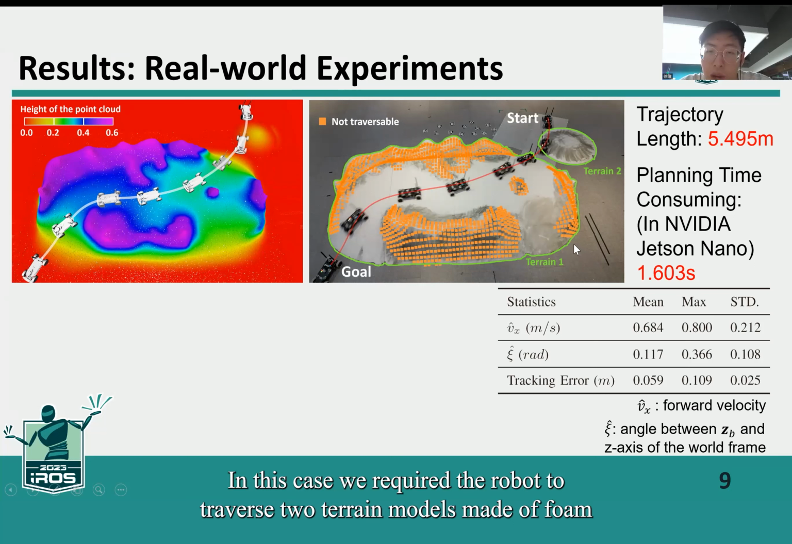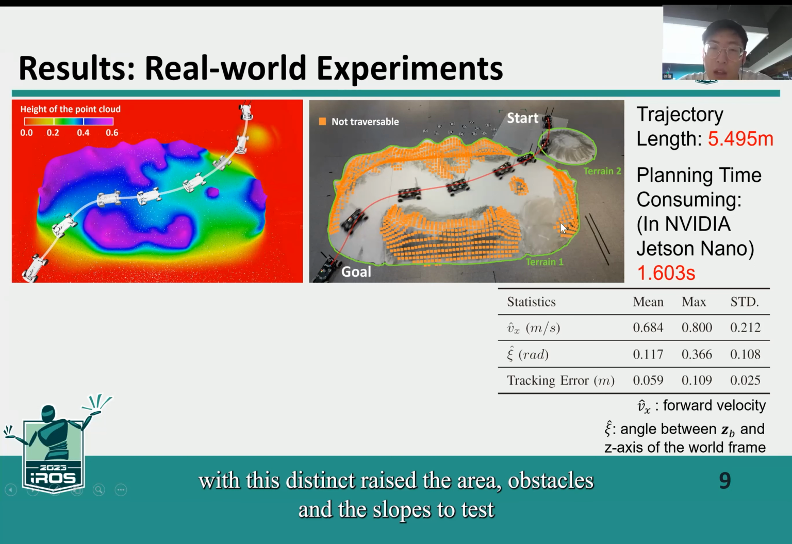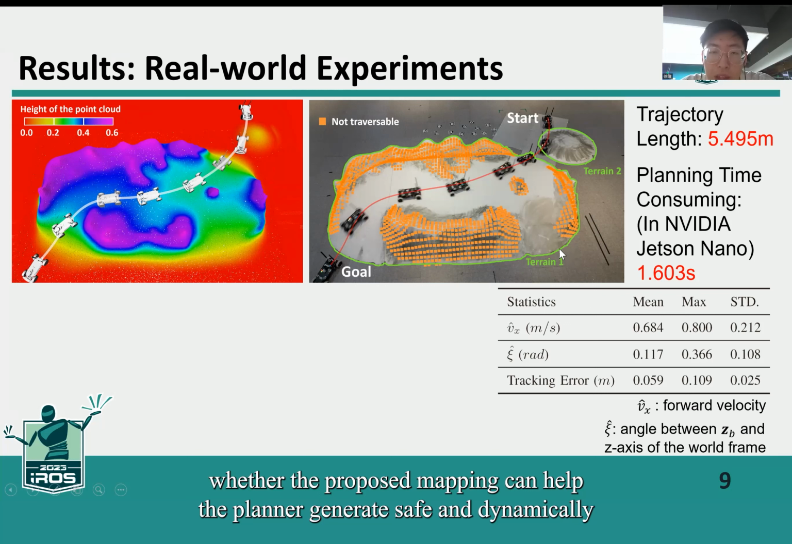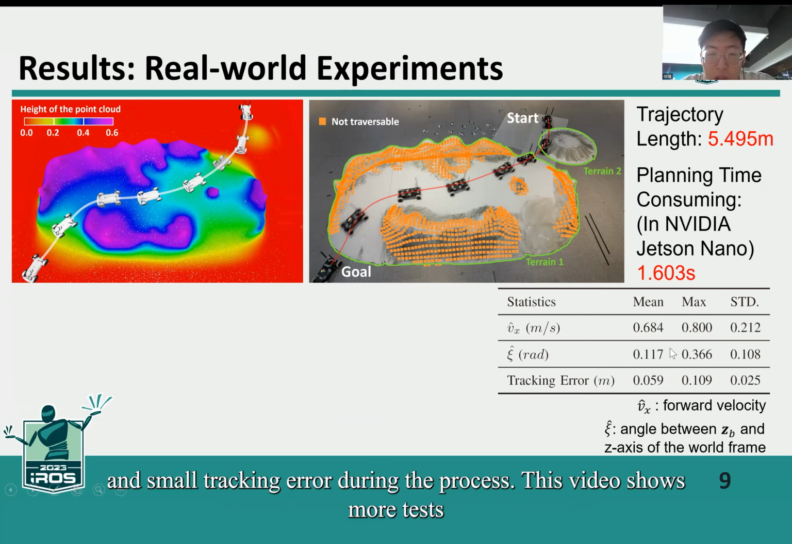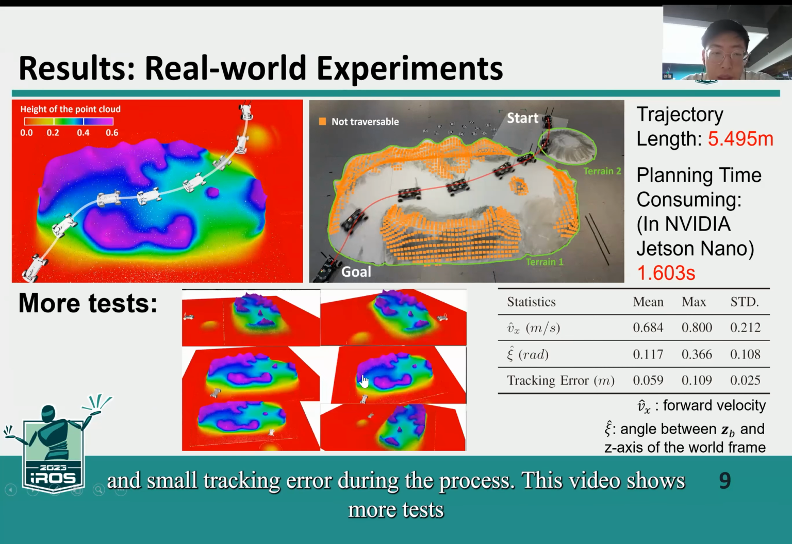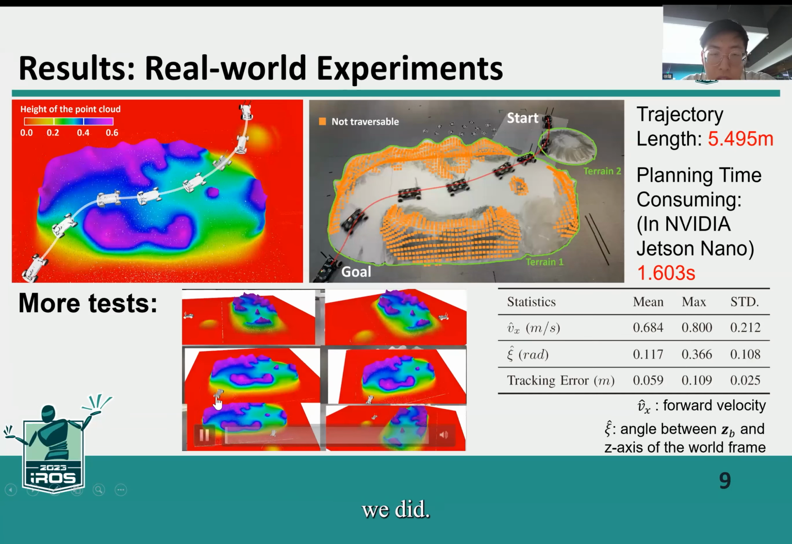In this case, we require the robot to traverse two terrain models made of foam with distinct raised areas, obstacles, and slopes to test whether the proposed mapping can help the planner generate safe and dynamically feasible trajectories. This table shows the variation of relevant variables during the motion of the robot. The robot maintains a relatively high speed and small tracking error during the process. This video shows some tests we did.